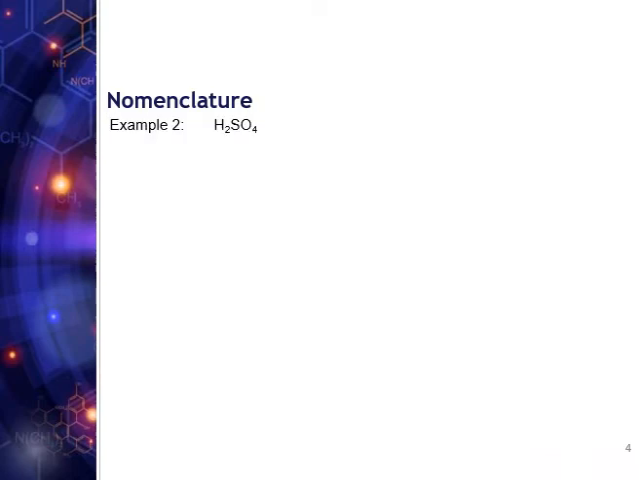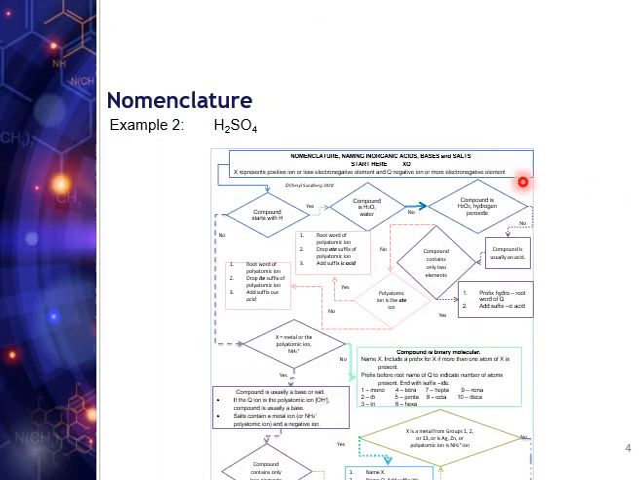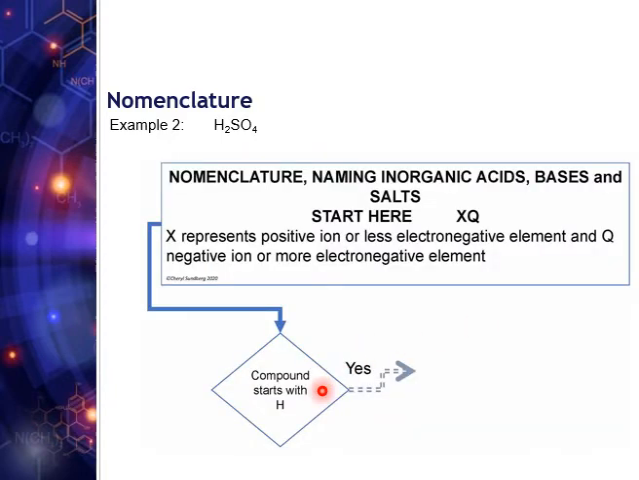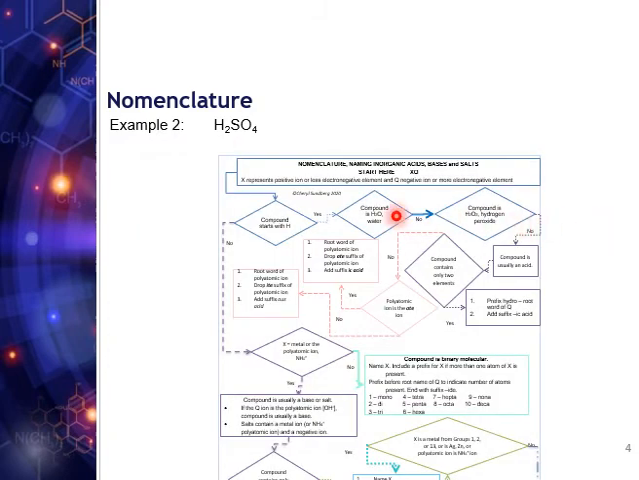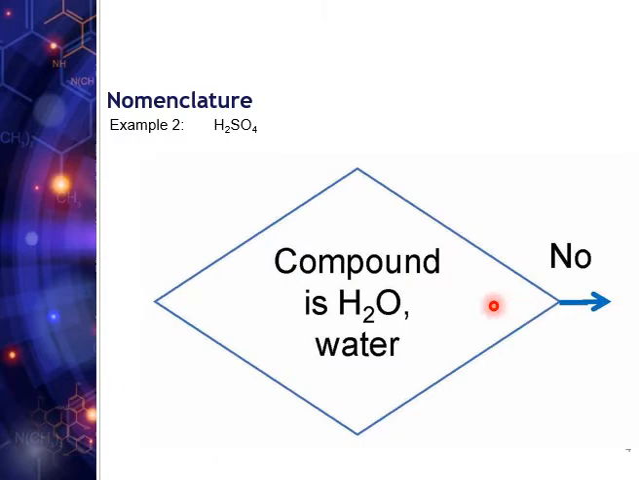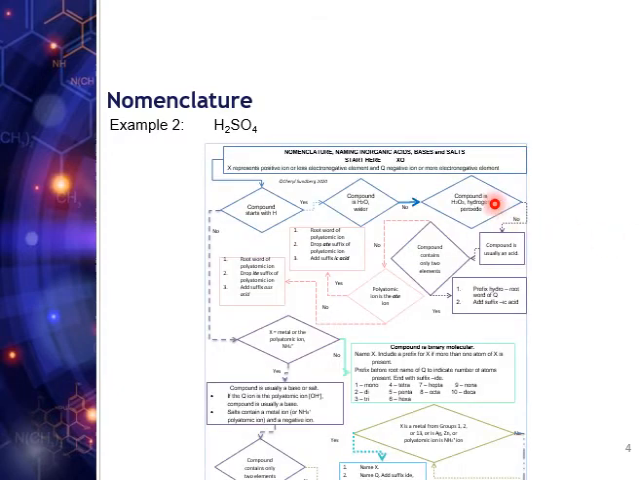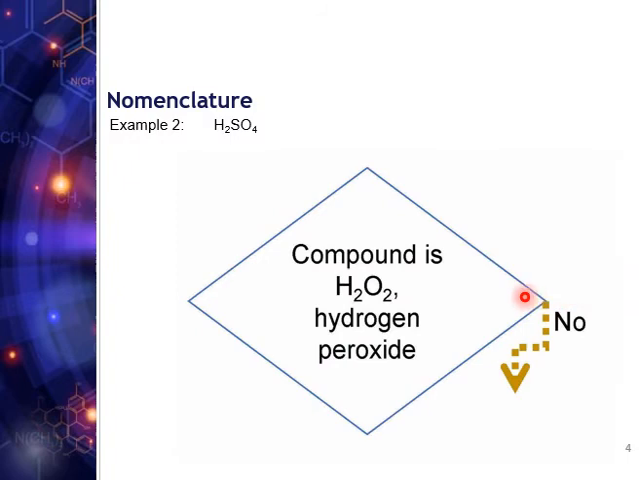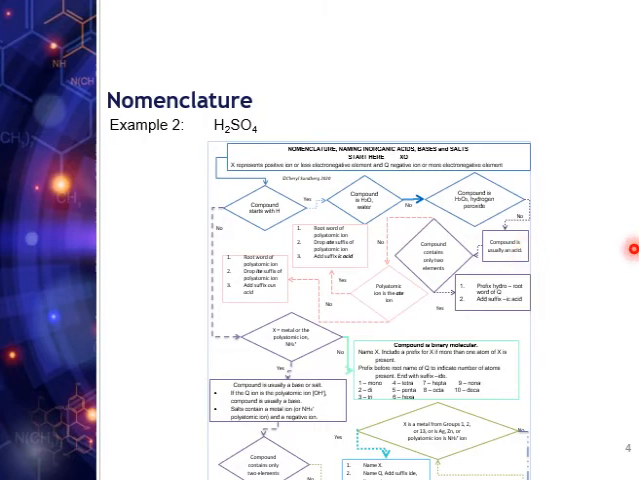Name the following: H2SO4. Notice that you have more than two capital letters, which means that you have more than two elements, and it also means that you have a polyatomic ion. SO4 is a polyatomic ion. You go to your nomenclature flowchart, and the first decision is, does this compound start with H? Yes, H2SO4 starts with H. The next decision, is this compound water? No. The next thing you ask is, is this compound H2O2 hydrogen peroxide? No. We're right here on the flowchart.